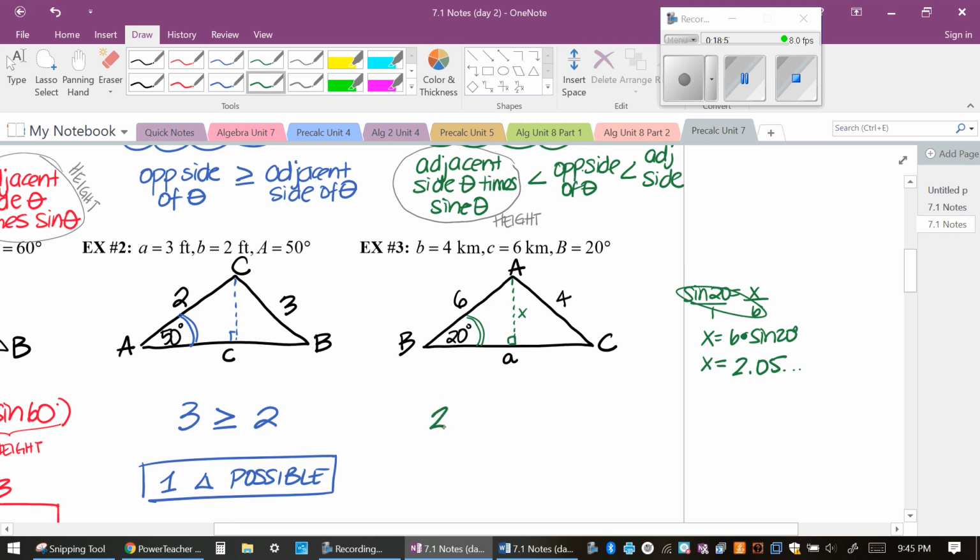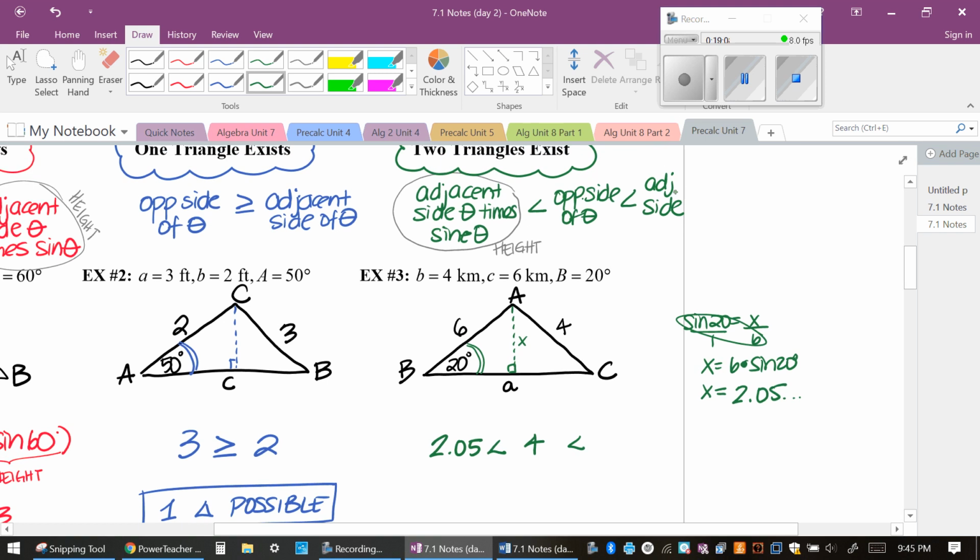So that's the height, 2.05, and I'm going to see if it's between the opposite side of theta, which is 4, and the adjacent side of theta. So I'm going to go ahead and put that over here. I don't know why I didn't write it before. Adjacent side of theta is 6. 2 is less than 4, which is less than 6. This is a true statement. So that would mean that 2 triangles are possible. In this situation, we would have to draw the 2 triangles.